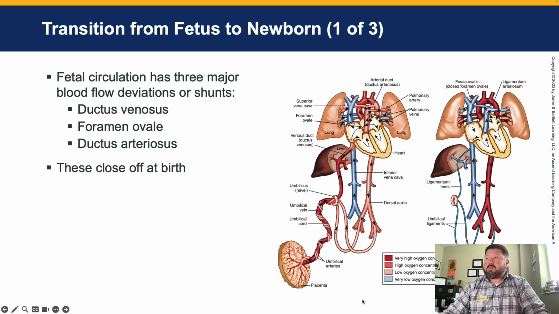So your ductus venosus is right here. This is the venous duct. Your foramen ovale is going to be found right here in between the atria. So it's an opening from the right atrium to the left atrium that bypasses the lungs. And then your ductus arteriosus is going to be found up here, and it connects to the aortic arch. Now, once the newborn is delivered, these ducts will close off.